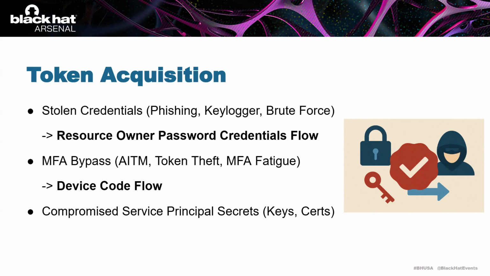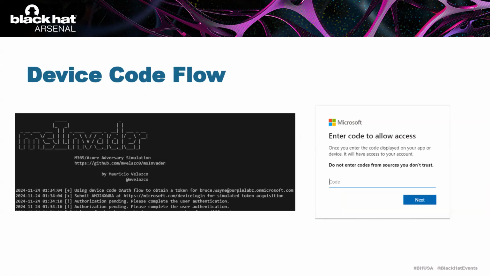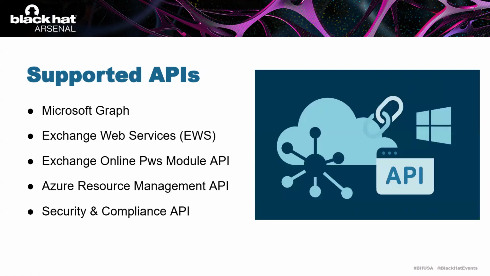And finally, if we want to simulate the compromise of a service principal secret or certificate, we can use the client credentials flow. This is an OAuth flow that allows us to obtain a token for a service principal. So this way, msInvader is able to obtain tokens by simulating these potential attack and breach scenarios. This is how the device code flow looks, and we'll see that in the demo in a bit.